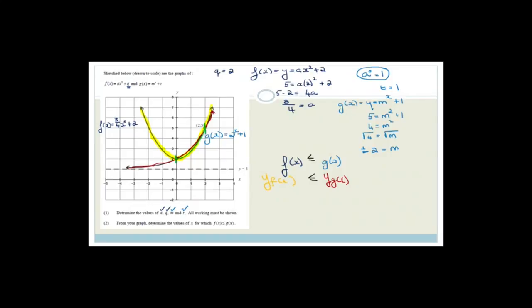Okay, so now we want to know this x value, so x is going to be smaller than or equal to 2 and greater than or equal to 0. There you go, and that's how you do that. Okay, so don't get confused. When they say f of x is smaller than g of x, which way is the x? They're actually looking at the y values of these things, okay?